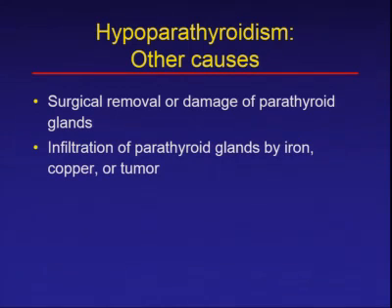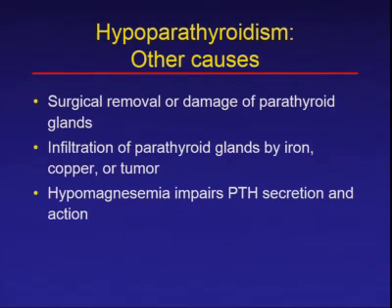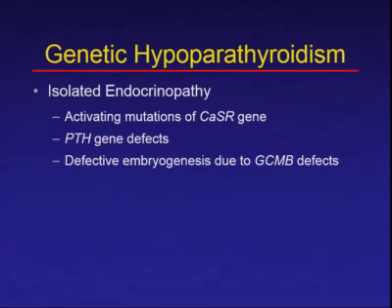You can have infiltration of the parathyroid glands by iron, through iron overload, copper, or through malignancy. As I mentioned previously, hypomagnesemia can impair both PTH secretion and PTH end organ action. And then there are a variety of genetic defects which can cause hypoparathyroidism. There is an isolated genetic hypoparathyroidism, which can be due to a variety of genetic defects. The first is an activation of the calcium sensing receptor. The calcium sensing receptor is a negative feedback mechanism for PTH.